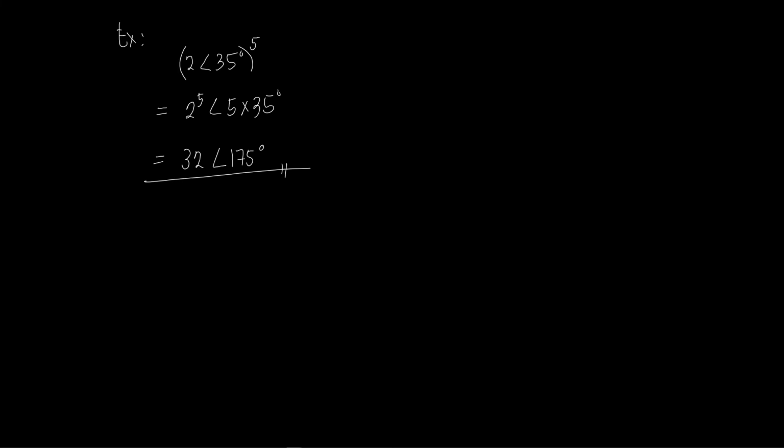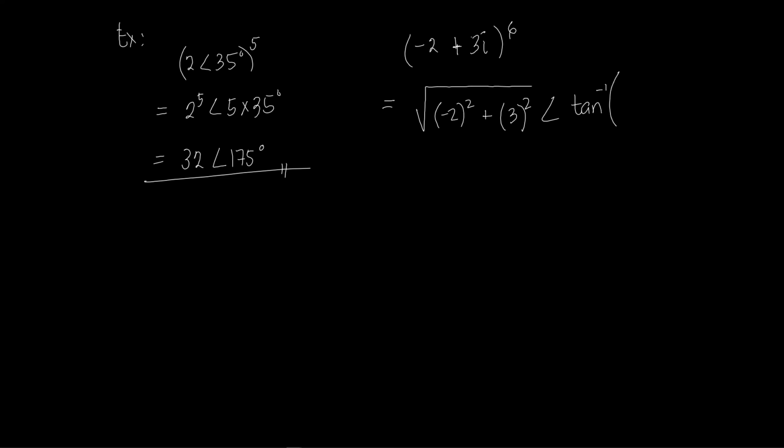Okay, if you are given a rectangular form, for example negative 2 plus 3i raised to the power of, let's just say, 6. The first thing we do is convert the rectangular form into polar form. So we have the square root of negative 2 squared plus 3 squared, angle arctan of b over a, so 3 over negative 2.